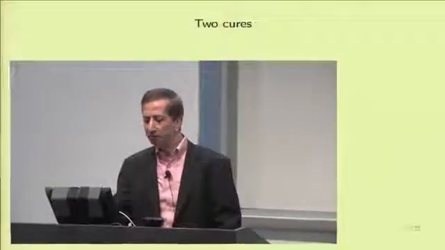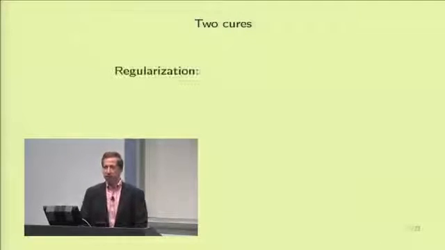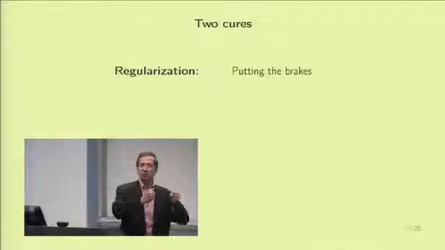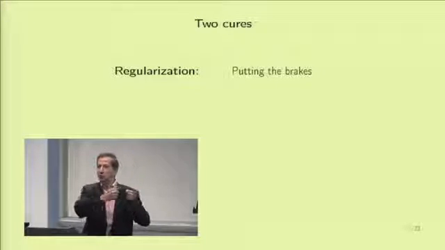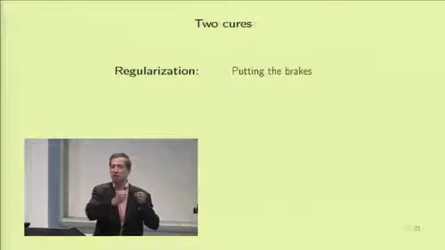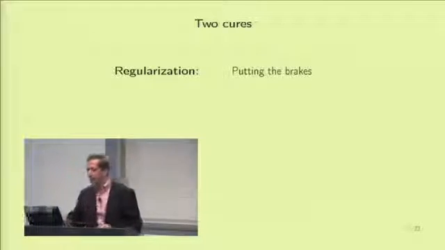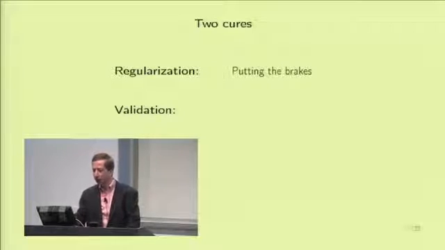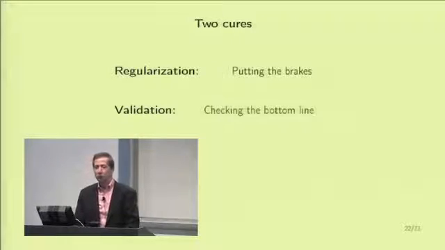Okay, so there are two cures. One of them is called regularization, and that is best described as putting the brakes. So with overfitting, you are going and you hurt yourself. All I'm doing is making sure that you don't go all the way, and when you do that, I'm going to avoid overfitting this way. The other one is called validation. So what is the cure in this case for overfitting? You check the bottom line and make sure that you don't overfit.